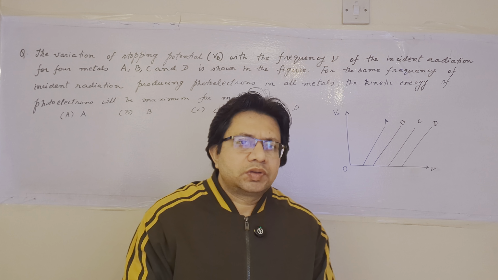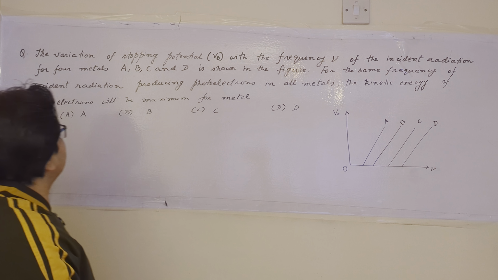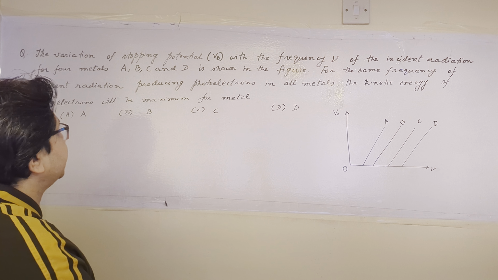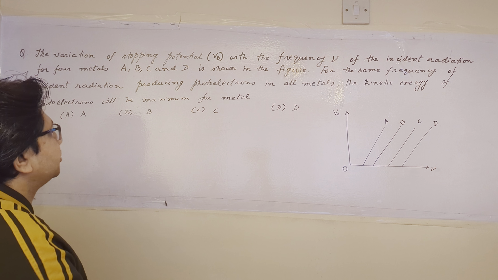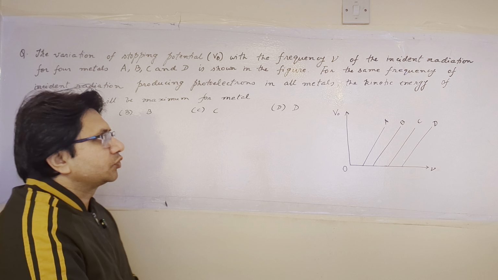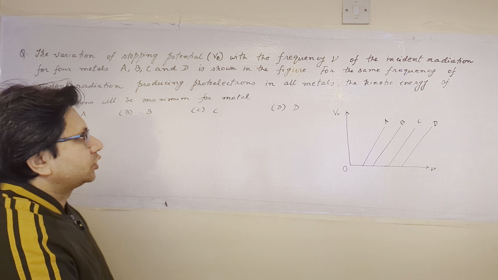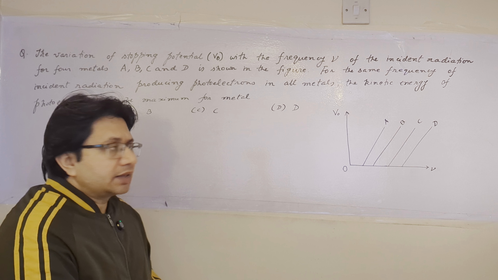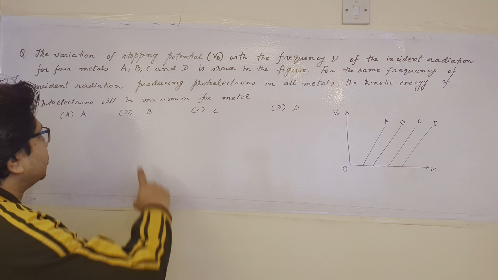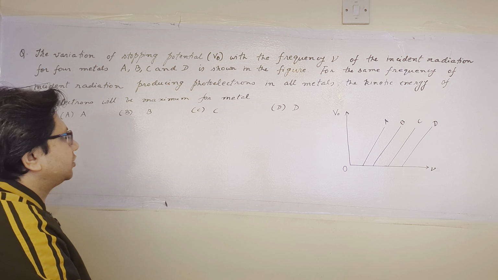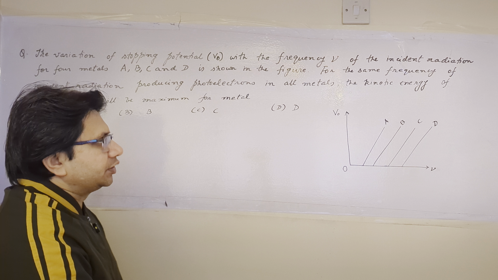Hello students, the question is: the variation of stopping potential V naught with the frequency nu of the incident radiation for four metals A, B, C and D is shown in the figure. For the same frequency of the incident radiation producing photoelectrons in all metals, the kinetic energy of photoelectrons will be maximum for metal option A, option B, B, option C, C and option D, D.